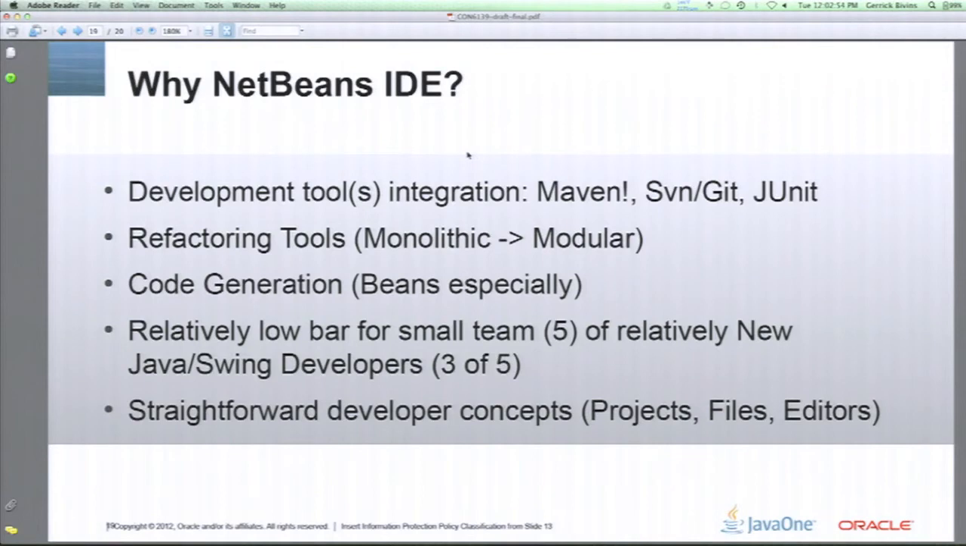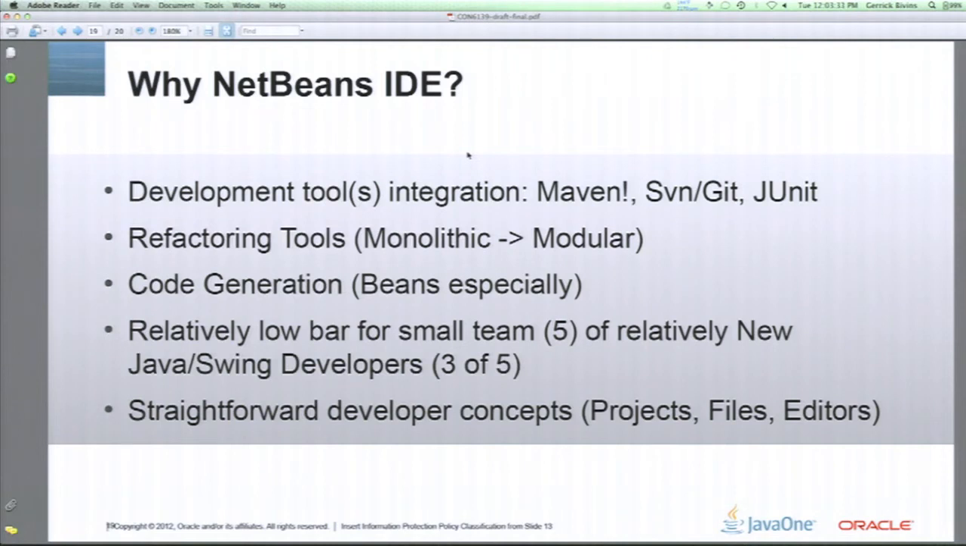And just from the IDE side, like everybody's been saying, we picked NetBeans because of some of the great things they have, like the Maven integration. It's top of the line, I believe. The SVN and the Git integration is really good. Things like JUnit for our unit testing are really good. When we were refactoring our code from the big Swing app into the modular desktop, the refactoring tools were excellent for that: moving code around, changing up package names, things like that.